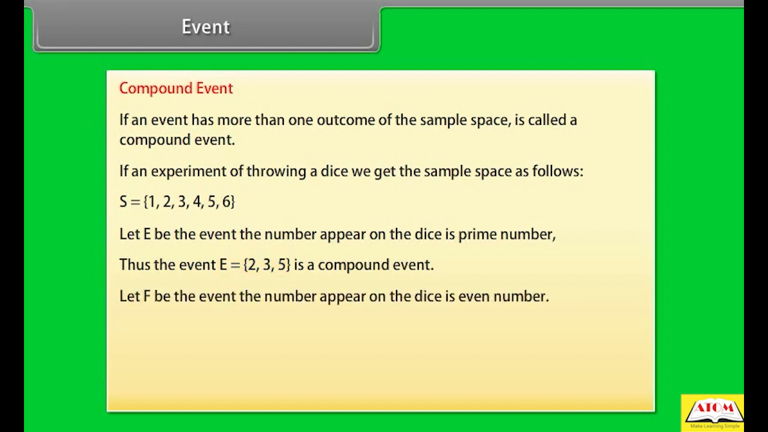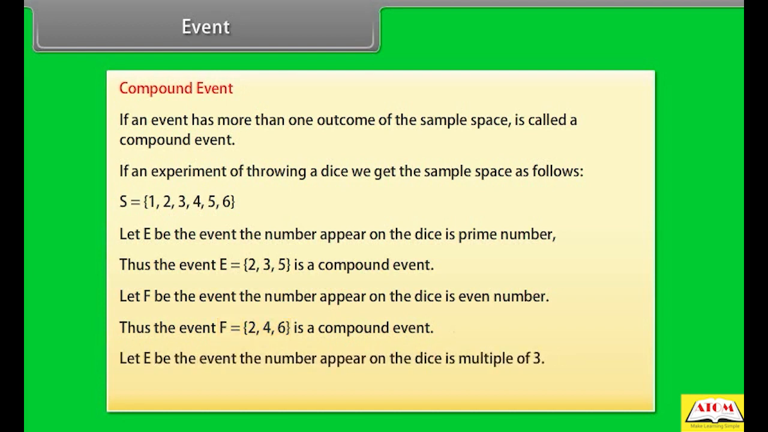Let F be the event the number that appears on the dice is even number. Thus the event F is equal to 2, 4, 6 is a compound event. Let E be the event the number that appears on the dice is multiple of 3. Thus the event E is equal to 3, 6 is a compound event.